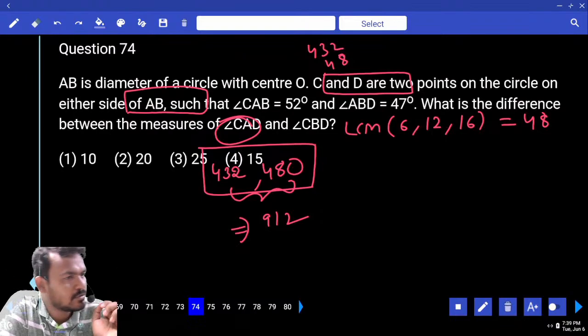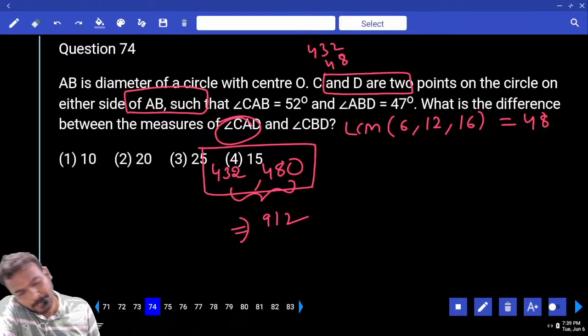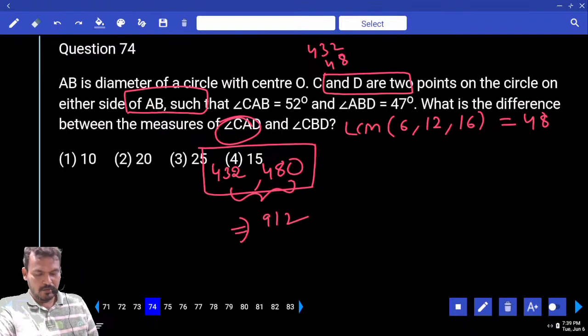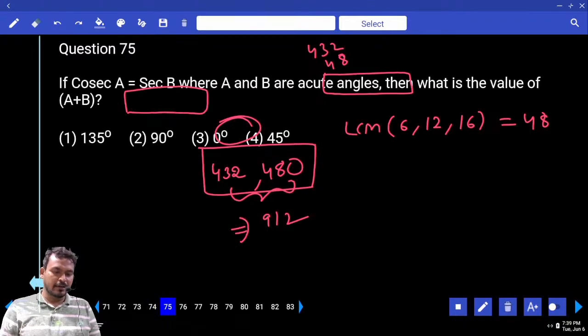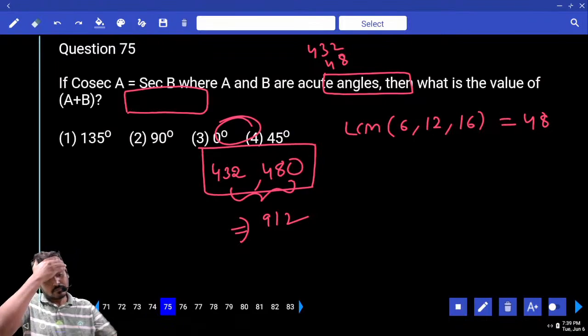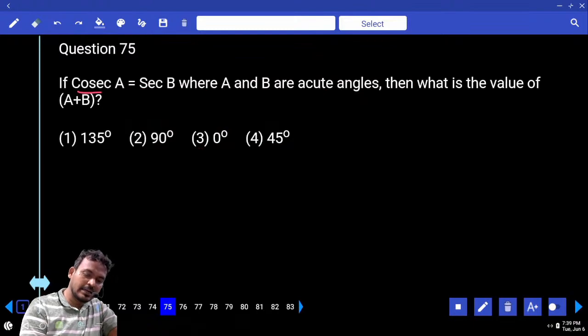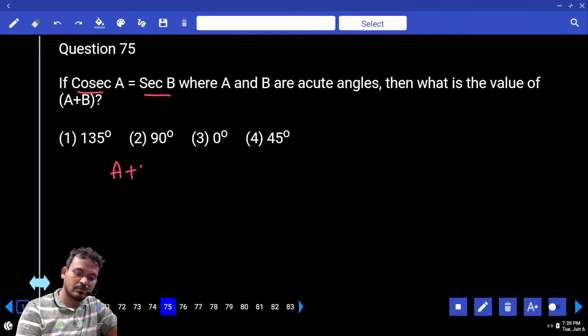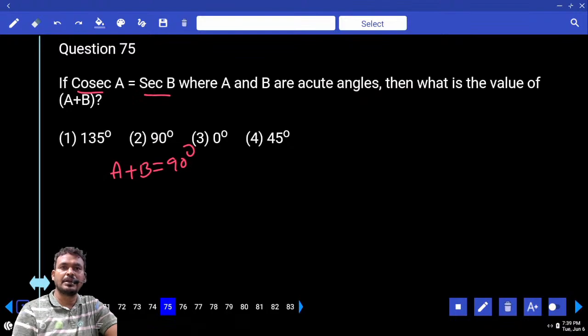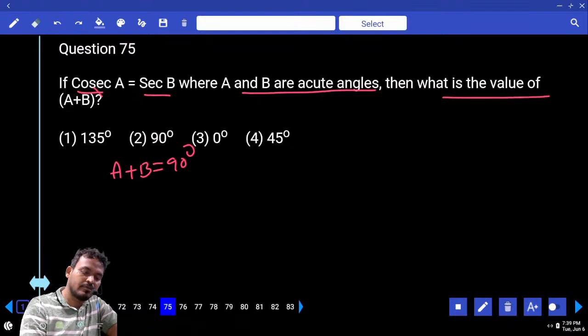Skip the 74 also. Next question number 75. If cosecant A equals secant B, cosecant and secant means A plus B equals 90. Sin and cos also, A plus B value is 90. Tan and cot also, A plus B value is 90. And A and B are acute angles. What is the question here? What is the value of A plus B? 90.